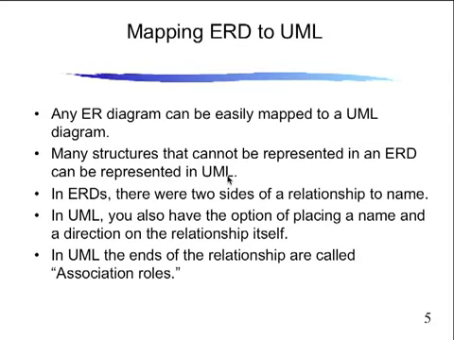In entity relationship diagrams, there are two sides of the relationships to name. In UML, you also have the option of naming the two sides, but you also have the option of placing a name and a direction on the relationship itself, meaning that the student drops the class, and the class doesn't have anything to do with the student outside of that. The student is the one who's dropping the class in terms of the action and the association. So in the UML, the ends of the relationship are called the association roles, as I mentioned before.